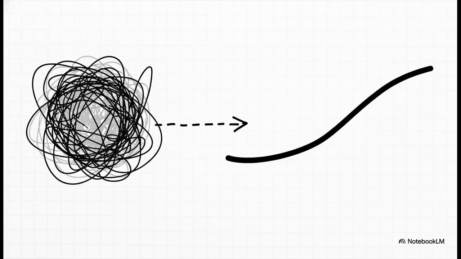The answer is actually pretty simple. It's about simplifying. We need an indicator that can take all that crazy, erratic price movement and just smooth it out into one easy-to-read line. And that right there brings us to the star of today's show, the moving average.